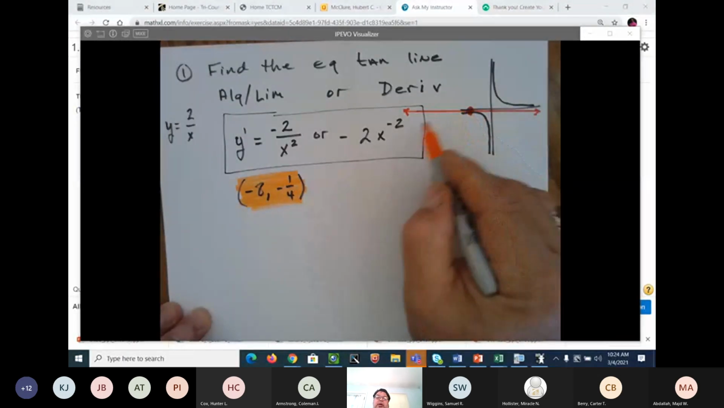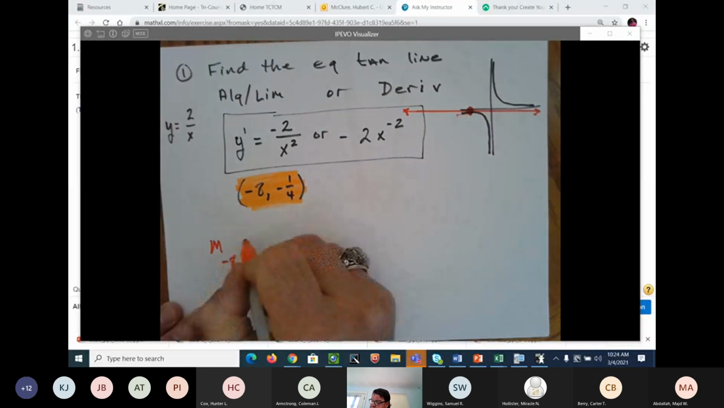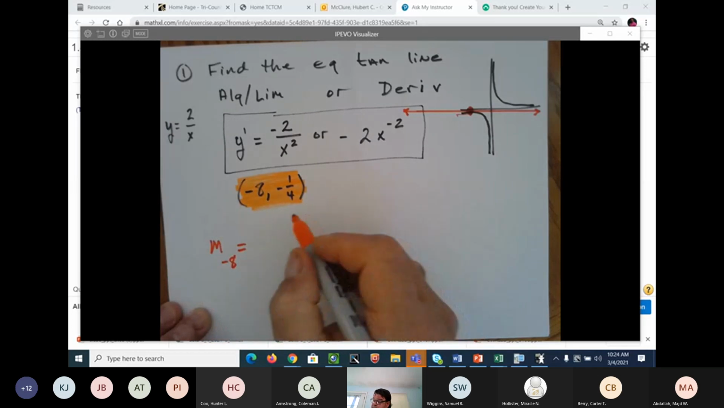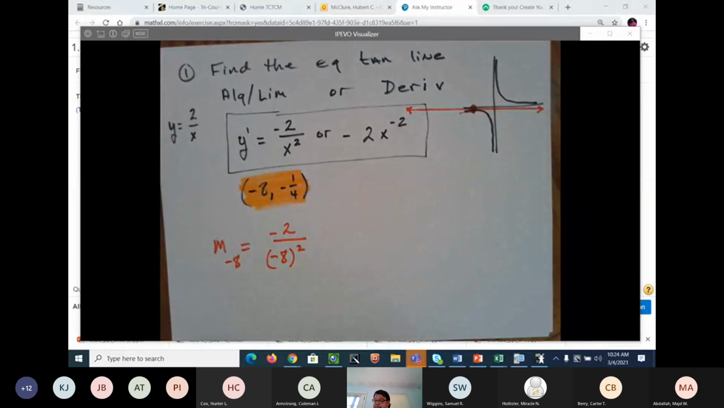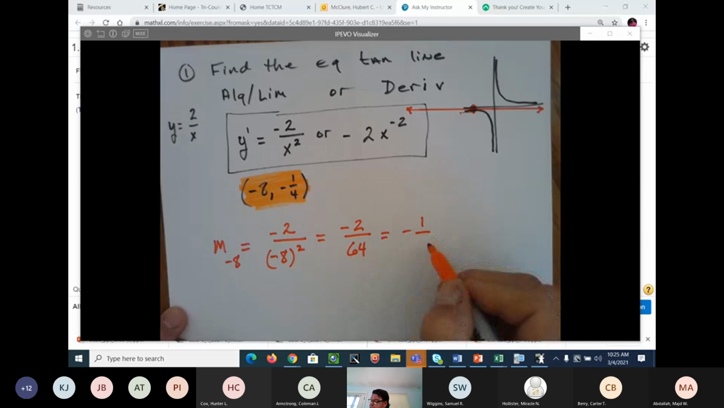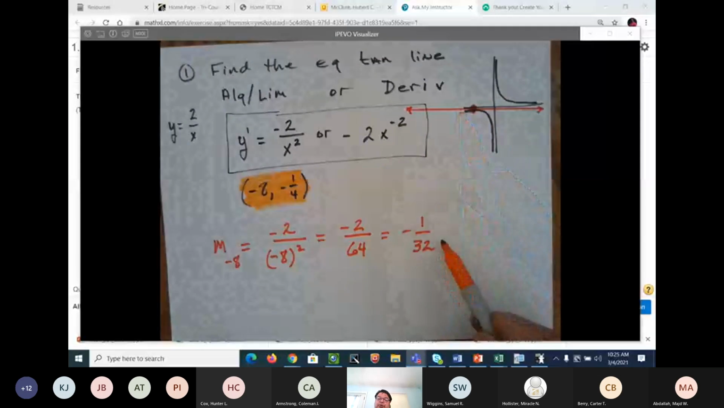So we got to find the point at negative 8. We got to find the slope here. So m at negative 8 is equal to negative 2 over negative 8 squared, and that's going to be negative 2 over 64. And that's equal to negative 1 over 32. Everybody with me? So the slope of this orange line right here is negative 1 over 32.